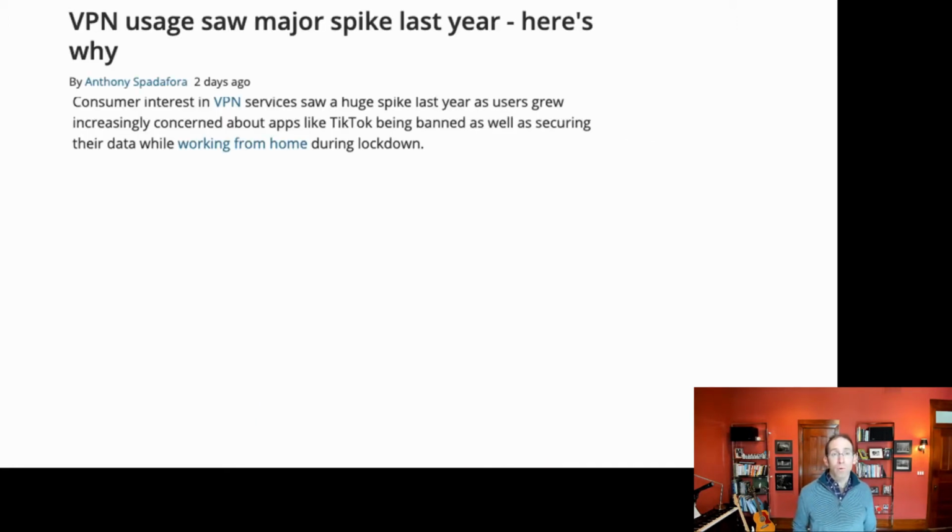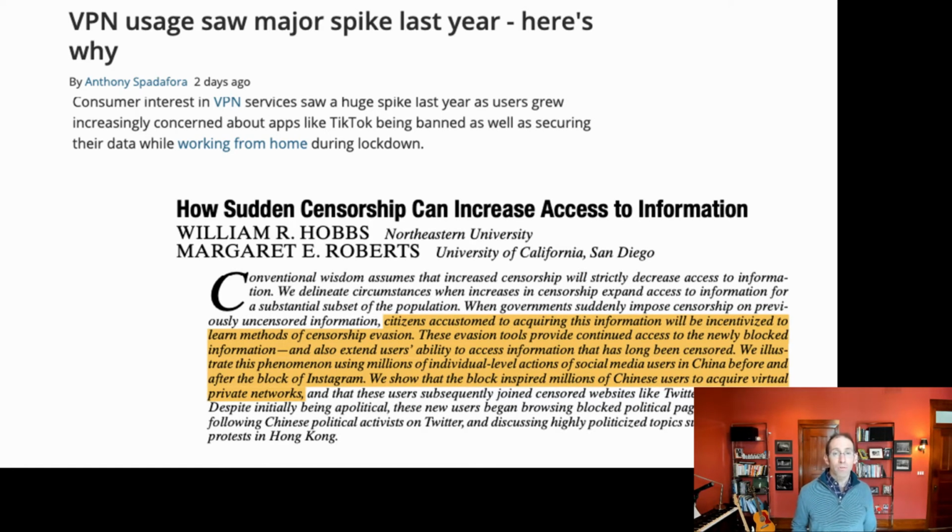Over the past several years, we've seen a huge increase in the use of VPN services. It's even been observed that censorship itself can increase access to information because, as a result of censorship, many citizens who are accustomed to accessing that information seek out ways to circumvent censorship. And one of the most common ways of doing so is by using a VPN.